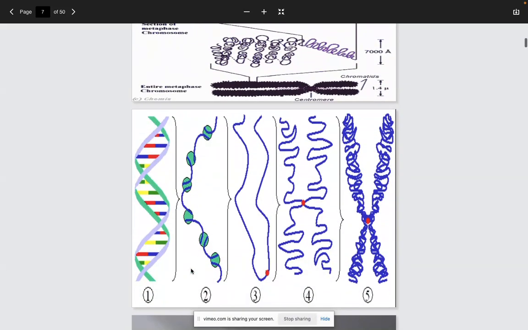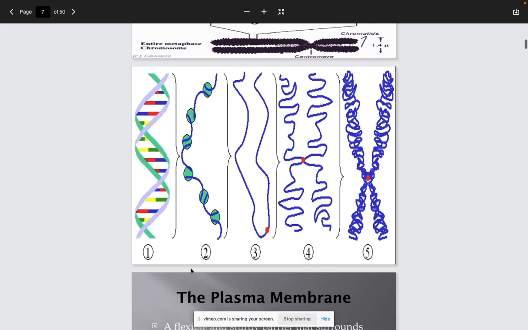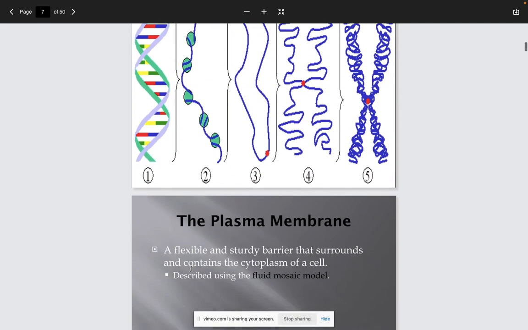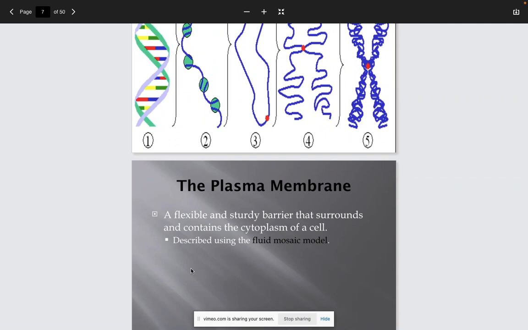Again, just another picture kind of depicting what we previously discussed. So this is the plasma membrane. I gave you a brief overview, and now we're going to get a little bit more in depth, beginning with the plasma membrane. This is an important structure, right? Like I said previously, this is the doorway. This allows entry and exit into and outside of the cell.